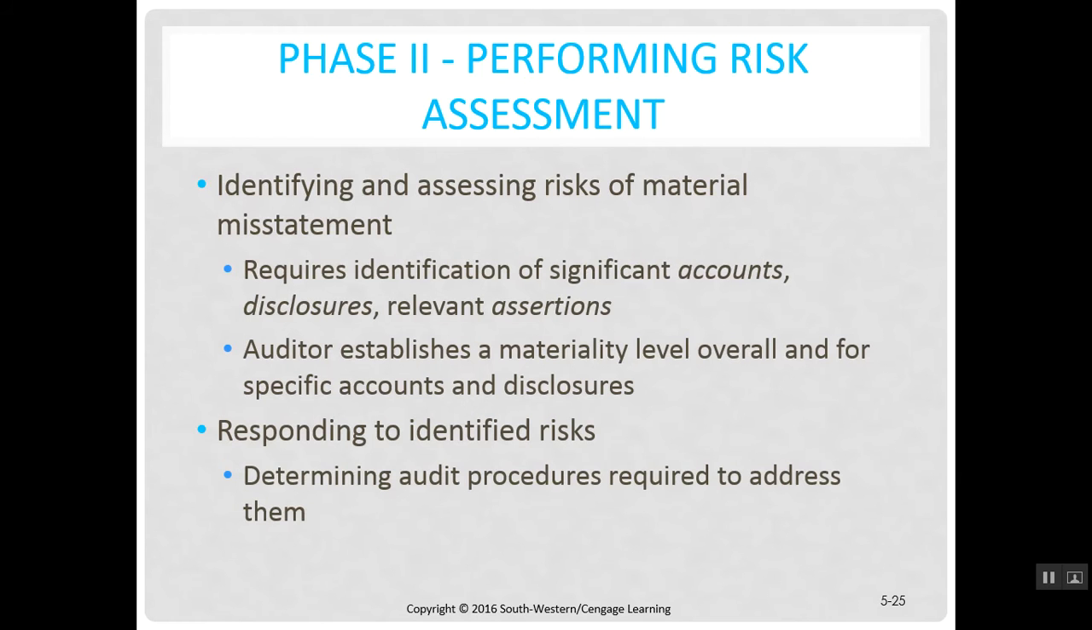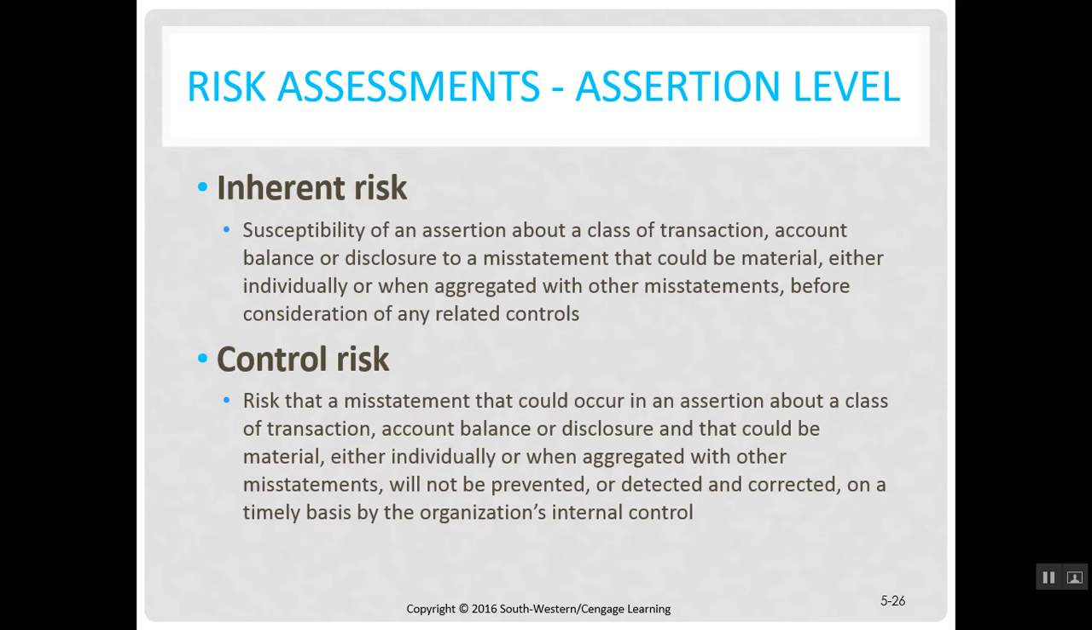Phase 2 is where we perform our risk assessment. So we're going to be identifying and assessing risks of material misstatement. The first thing that we need to do is identify the significant accounts and disclosures that the client has, and then determine the relevant assertions for those accounts. The auditor also establishes a materiality level overall and for each specific account and disclosure. When we're determining our audit procedures, we're going to be responding to any identified risks during this phase.